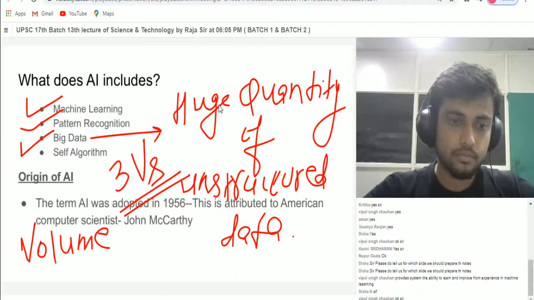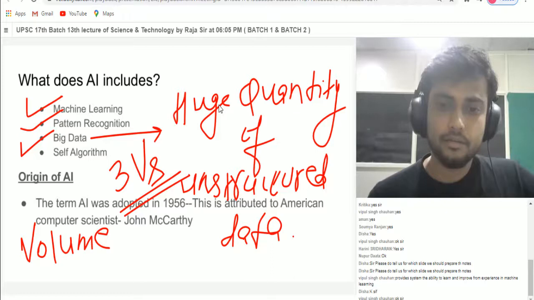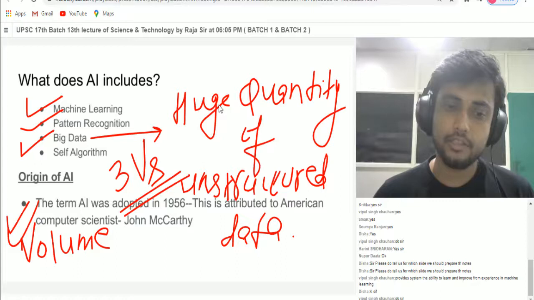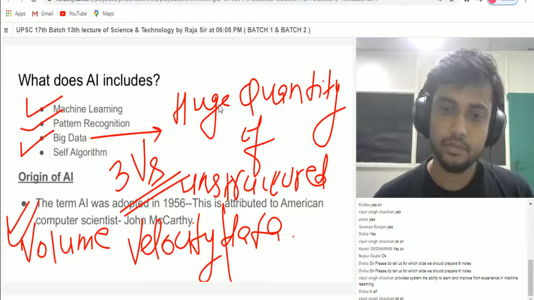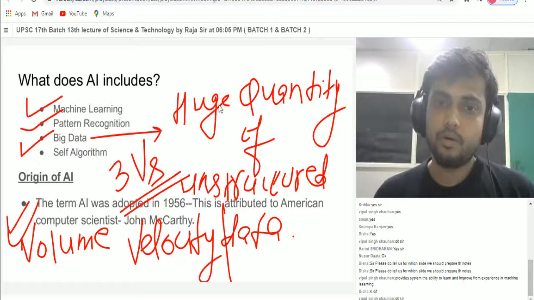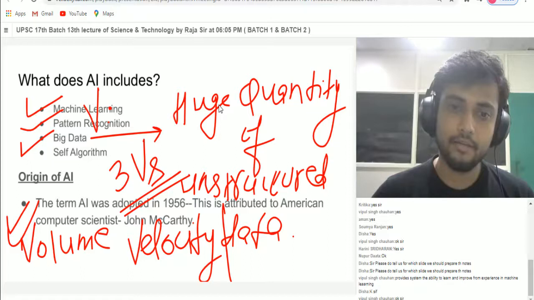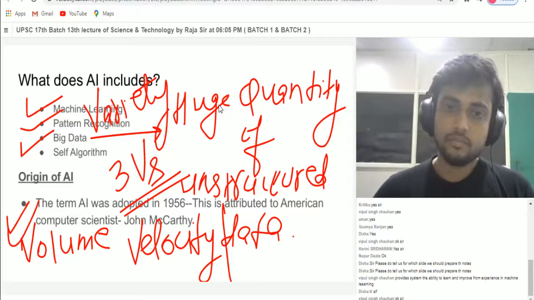So I was telling you about big data. Big data is characterized by three V's. One is the sheer volume of data that is generated each day. The second is the velocity of the data, the speed with which the data is generated. A huge quantity of data is generated each day at a greater pace. And the third V is the variety. A variety of data is produced.